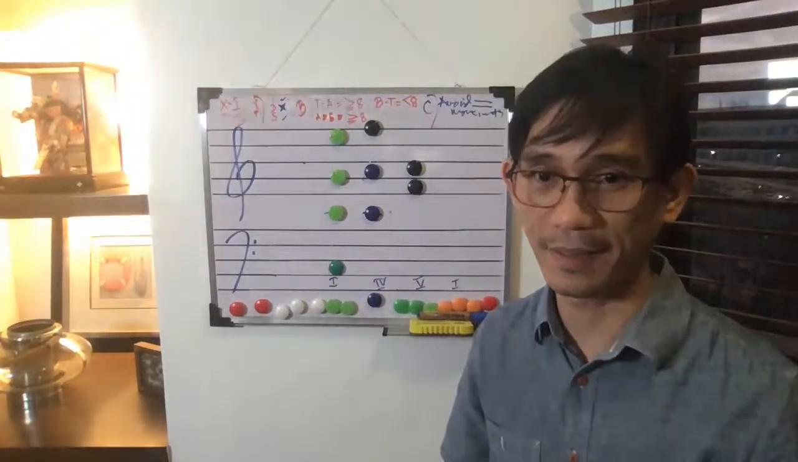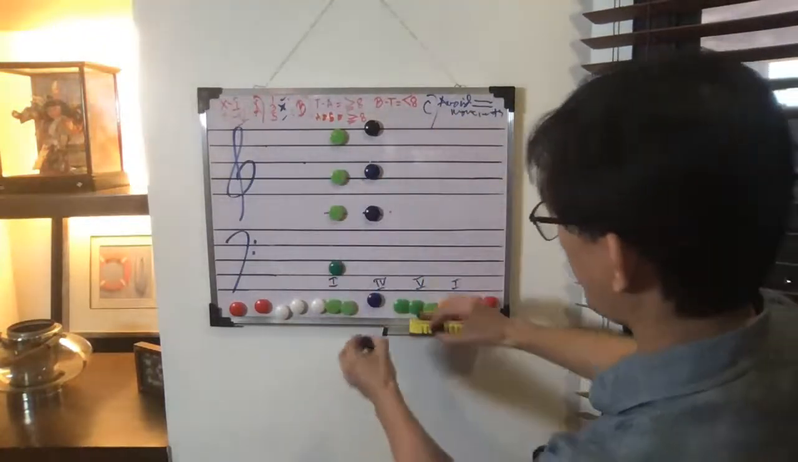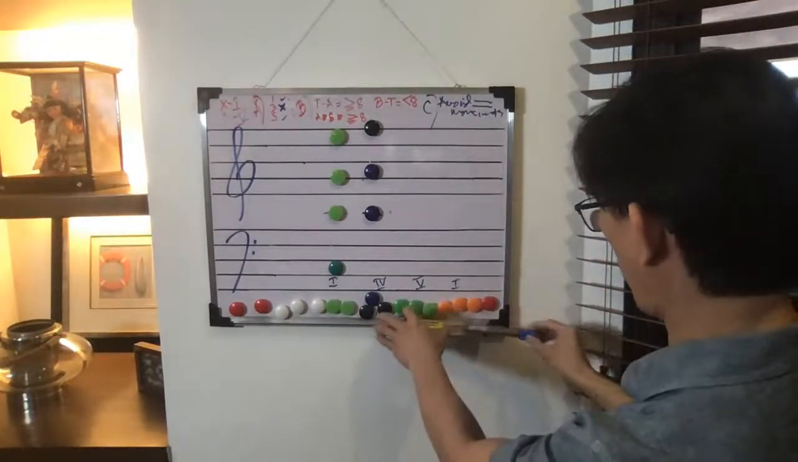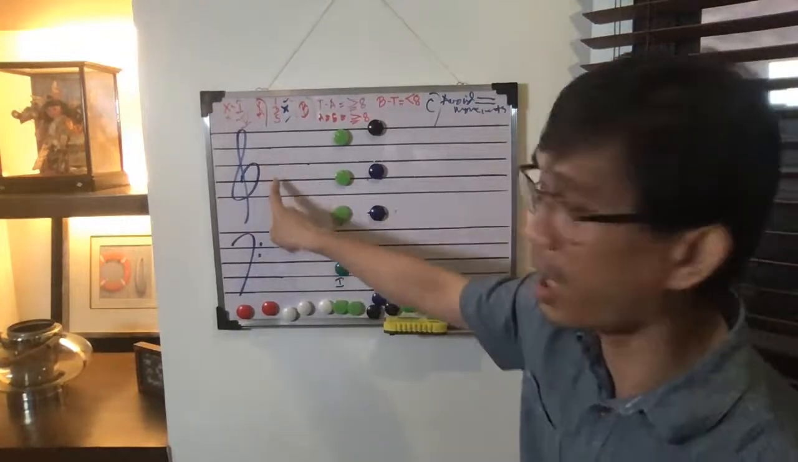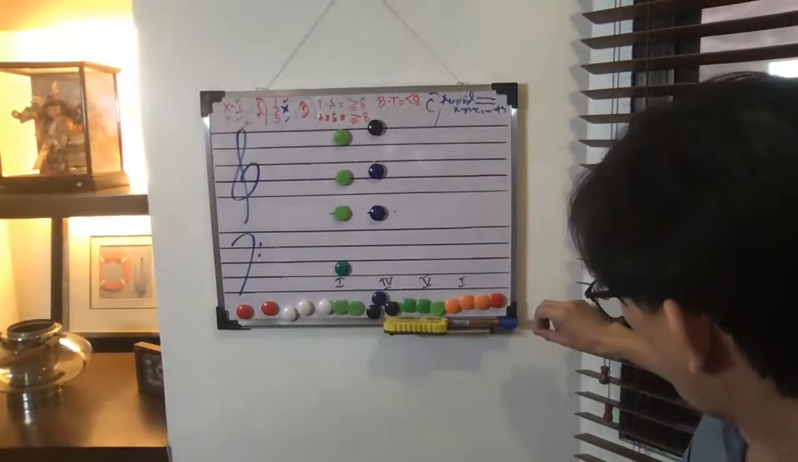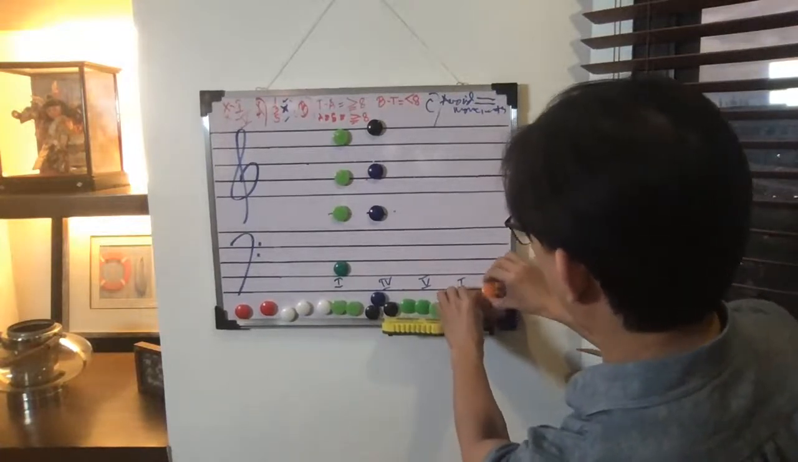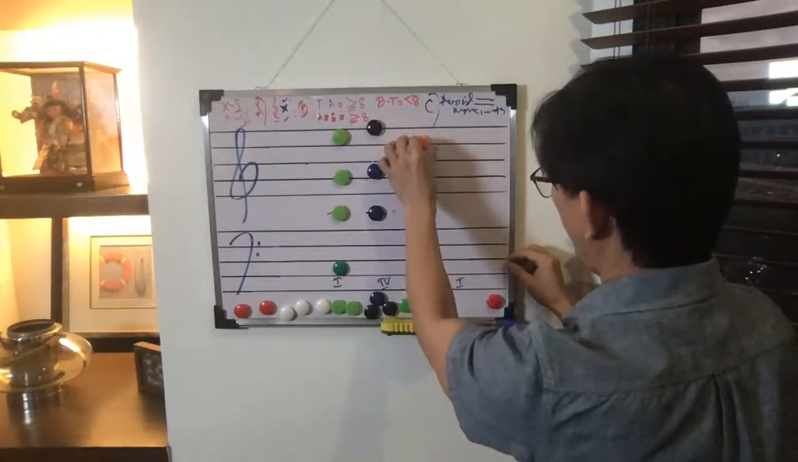Very nice. Okay, so that's the subdominant. Now, let's see. Next chord is the dominant chord. What is the dominant of C major? So, what color do we use now? C major dominant is this one.